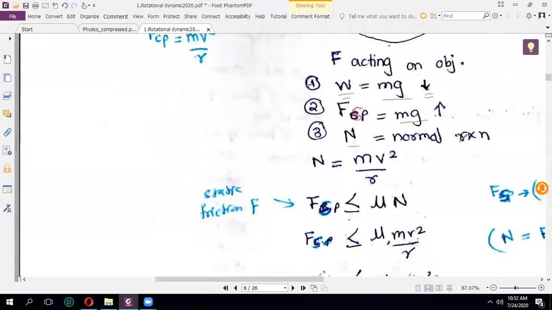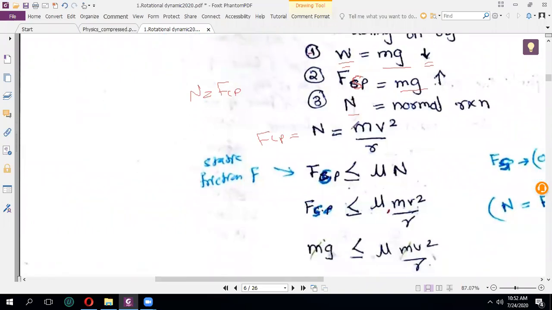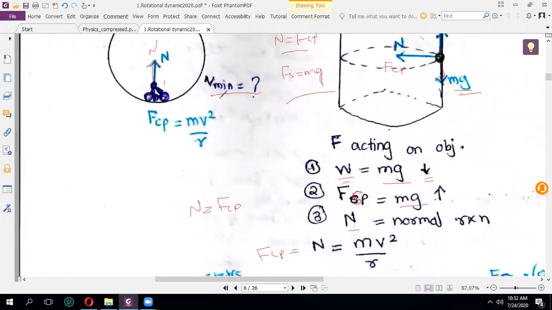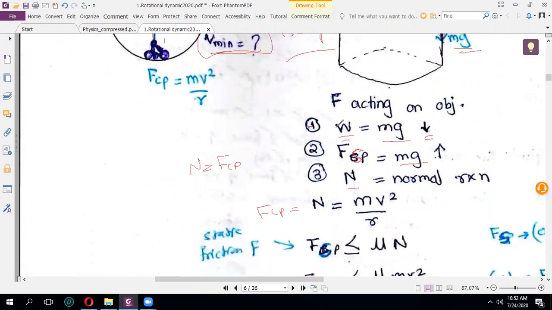Third force is normal reaction force. Now here normal reaction force and your centripetal force are the same. If both are the same, we use the same formula. N is equal to mv square upon r. Now we are making the formula. What is the minimum speed required for the object moving on the death wall?